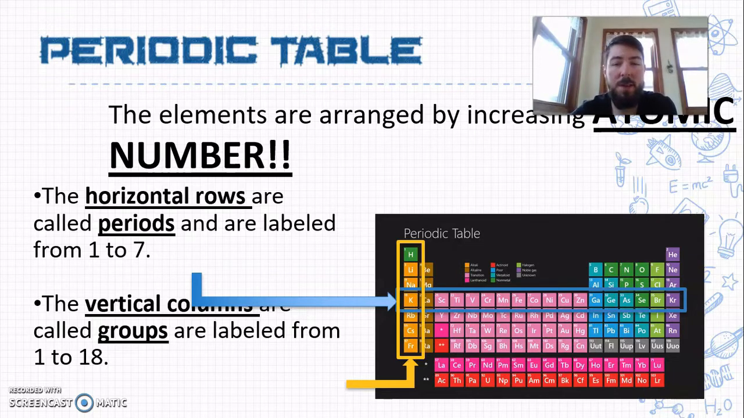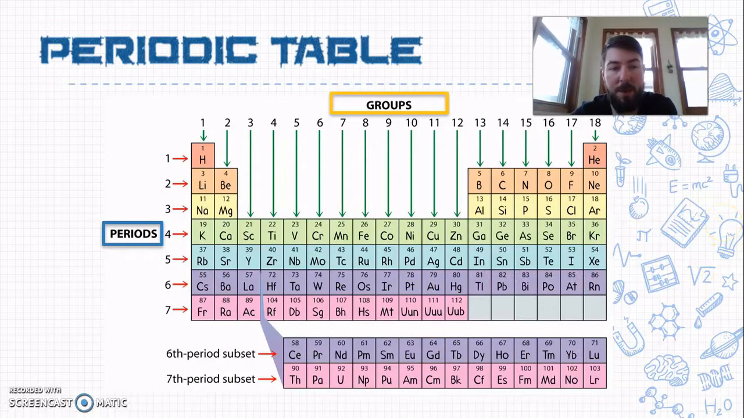Another thing to point out is that there are 7 rows, so 1, 2, 3, 4, 5, 6, 7, and we don't count these bottom 2 because technically they're part of the 6th and the 7th row. We're going to be using that a little bit later. Another thing too is that there are 18 groups. So 1, 2, 3, 4, and you can keep counting all the way. This last one here is 18. So there are indeed 7 periods and 18 groups, or 7 rows and 18 columns.